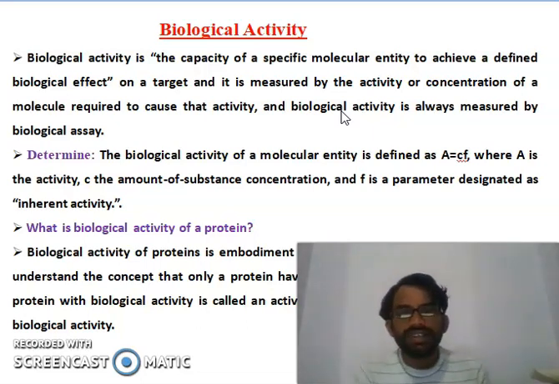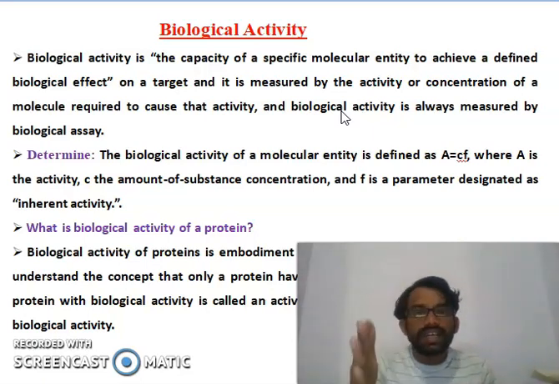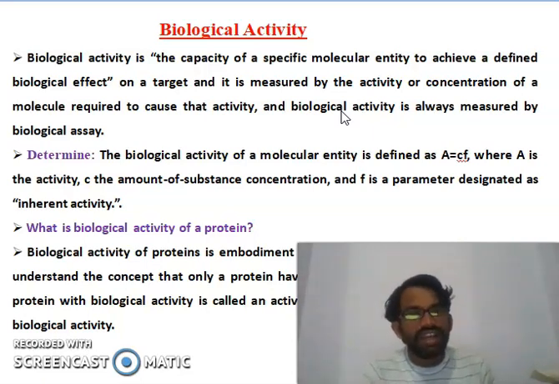Next one is the determination of biological activity. How will we determine it? The biological activity of a molecular entity is defined as A is equal to CF. Suppose you can see A is equal to CF. A is the activity, C is the amount of substance concentration, and F is the parameter designated as inherent activity.